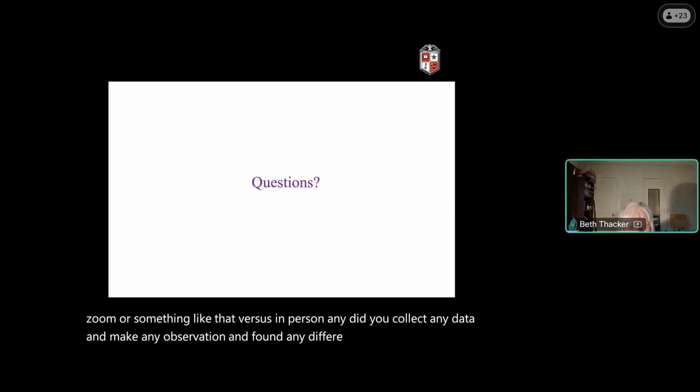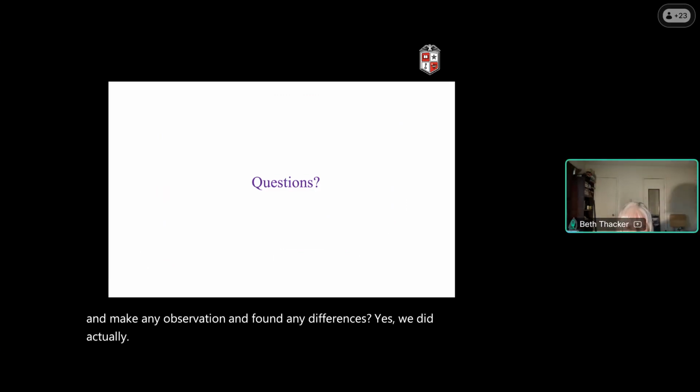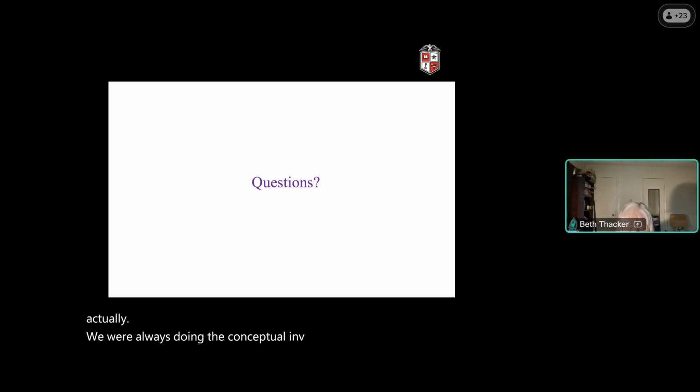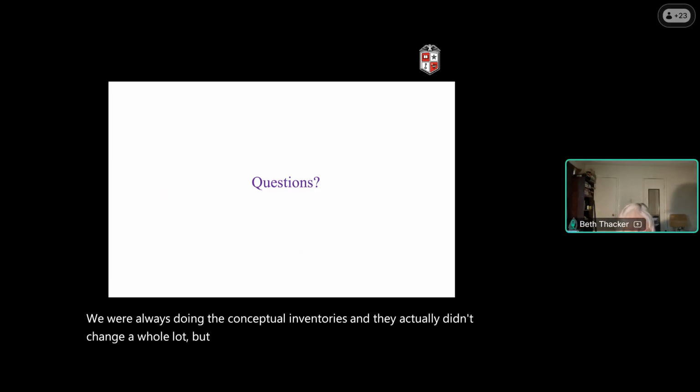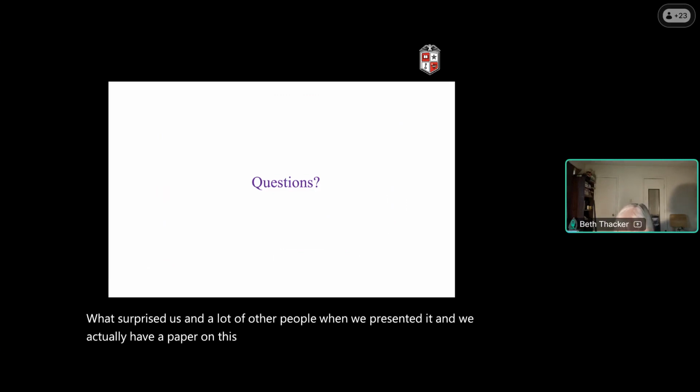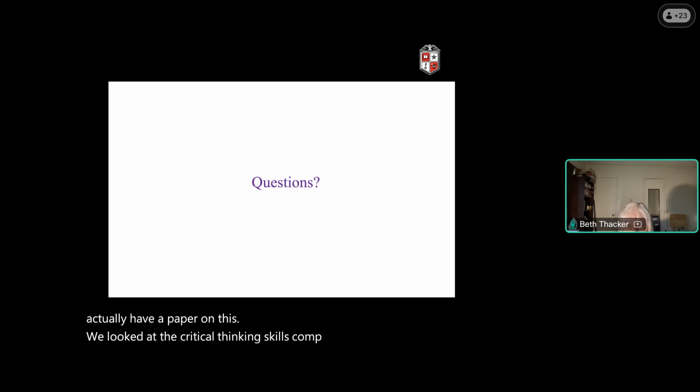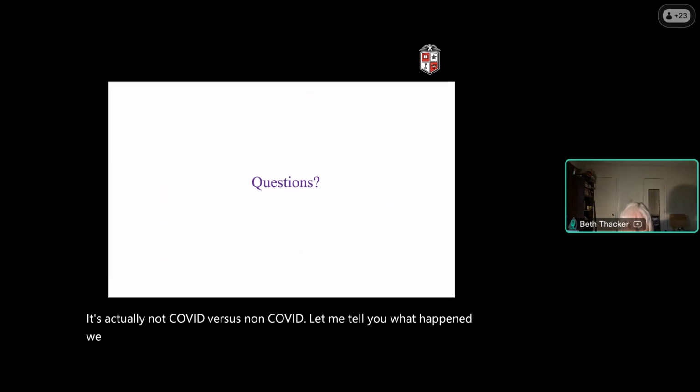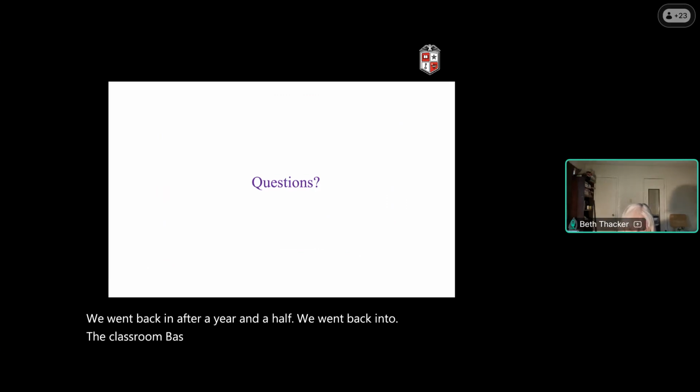Yes, we did actually. We were always doing the conceptual inventories, and they actually didn't change a whole lot. But what surprised us and a lot of other people when we presented it, and we actually have a paper on this, we looked at the critical thinking skills comparing. It's actually not COVID versus non-COVID. Let me tell you what happened. We went back into the classroom, basically, after a year and a half. So it was still COVID. How do I explain this? What did we have? Like 2.5 years of COVID.